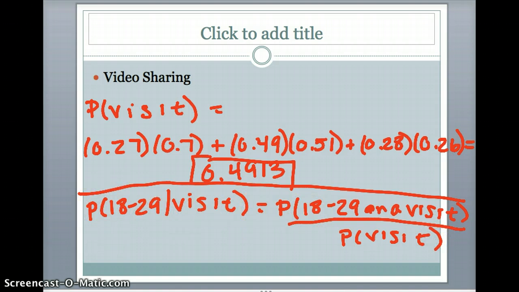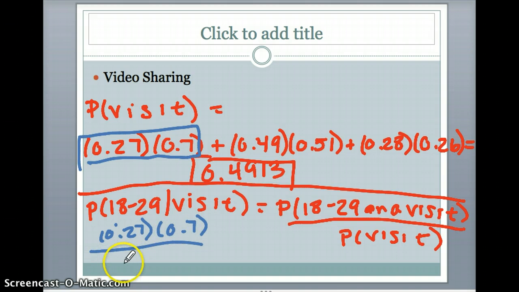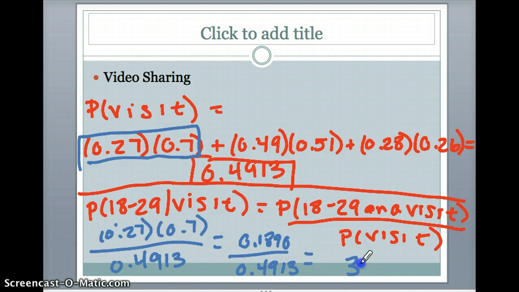So, sorry, it's getting a little sloppy here. I ran out of space, but bear with me. Okay, so the probability that they're 18 to 29 and they visit was this right here. So 0.27 times 0.7. And the probability that they visit a video sharing site was 0.4913. And so this is going to be 0.1890 over 0.4913, which is approximately 38.5%.